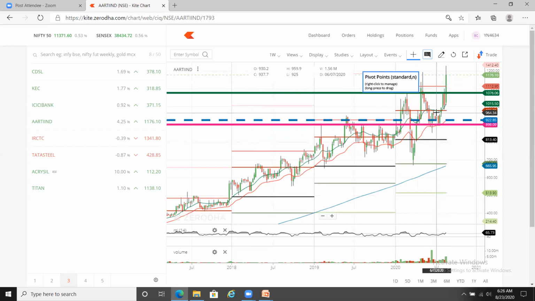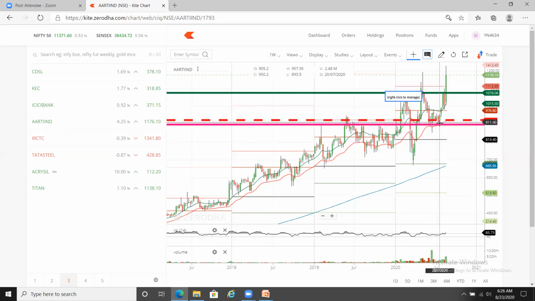So I had shared that view around 4th of July, and you can see it actually came back to 895, 900 levels around the end of July, 20th of July. And then from there, you can see that it actually zoomed. Currently, it is sitting around 1176. So that is how support works.